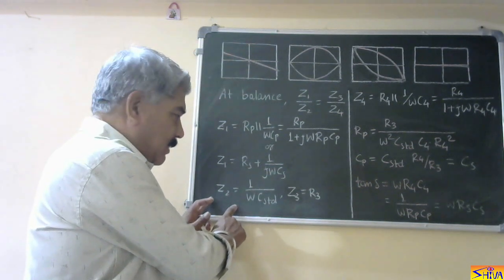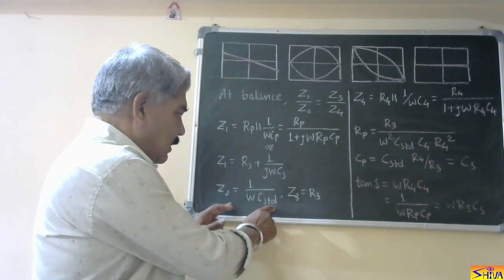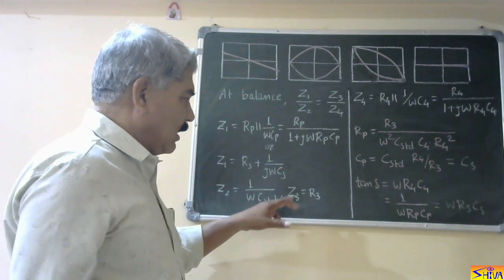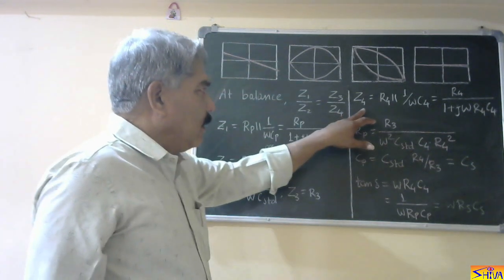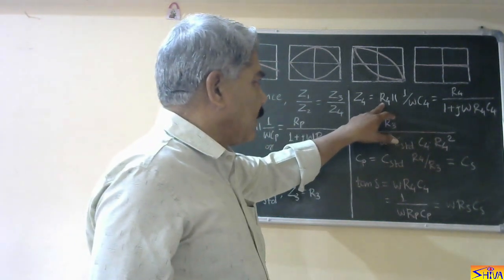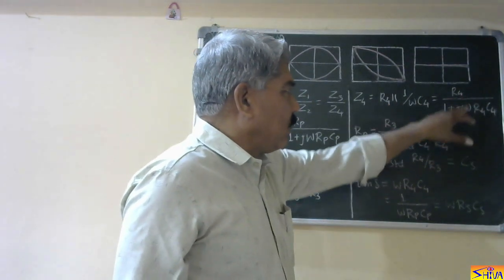Z2, that is second branch impedance, is the standard capacitance. So it is 1 upon j omega C standard. Z3, that is third branch impedance, is a resistance. So it is R3. In the fourth branch, we have parallel combination of R4 and C4. So that is the magnitude of Z4.